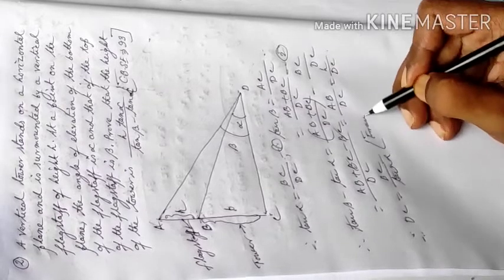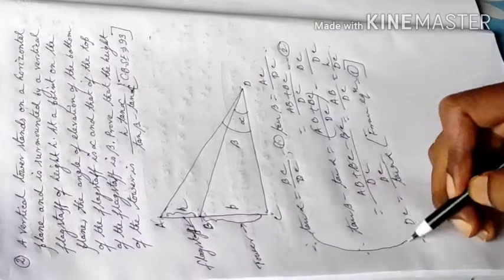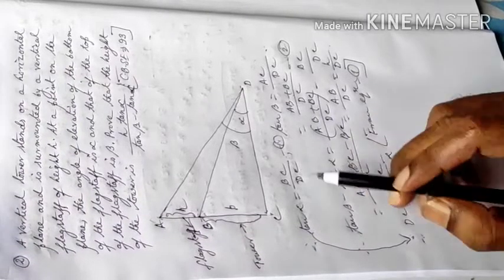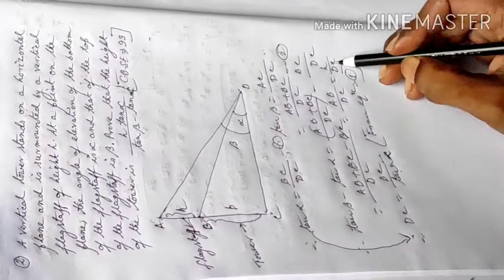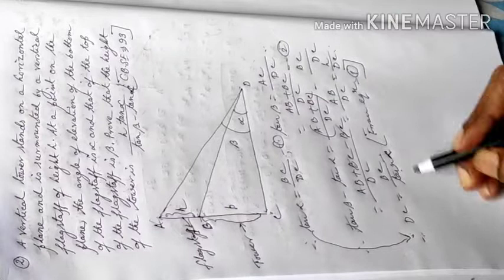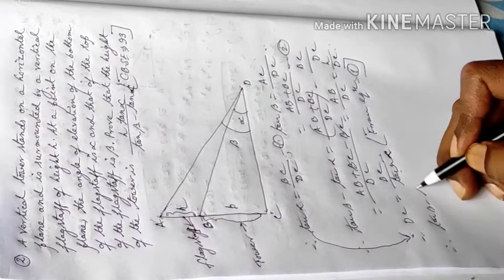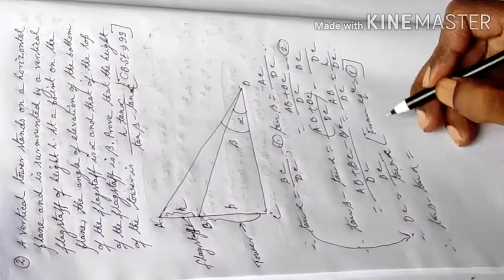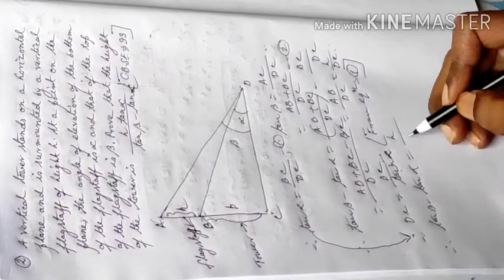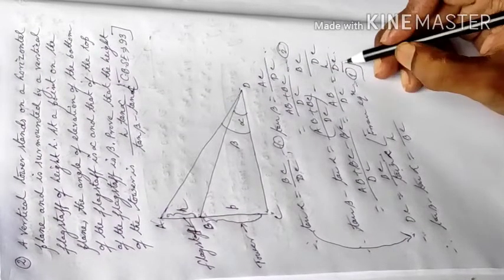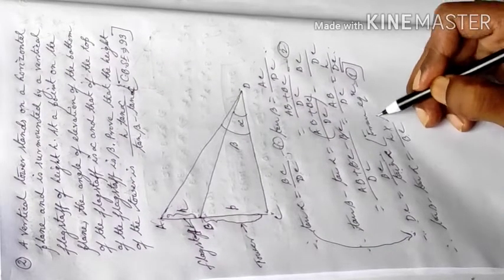From this equation we can write DC is equal to BC by tan alpha. Okay? Put the value of BC here. Therefore, tan beta minus tan alpha is equal to H by DC, where DC is equal to BC by tan alpha.